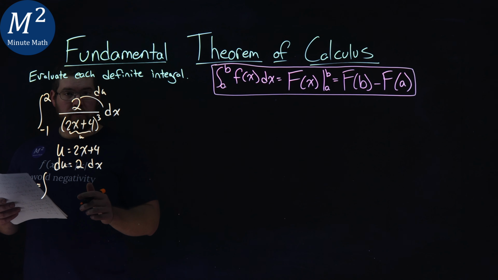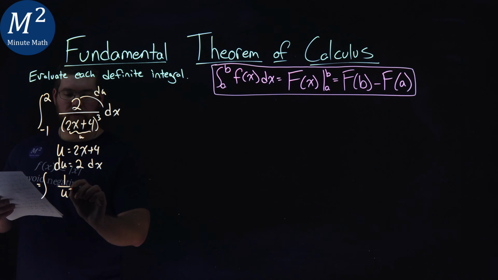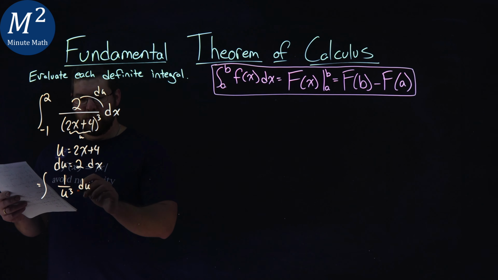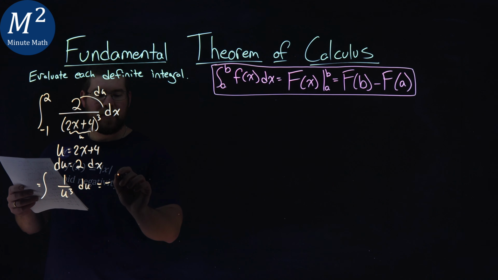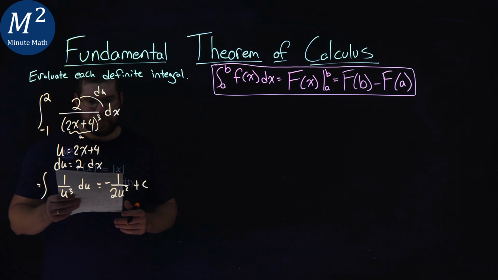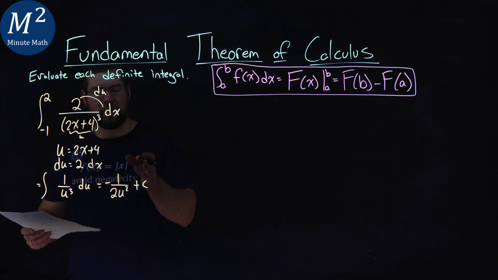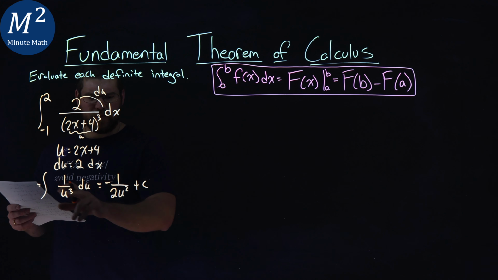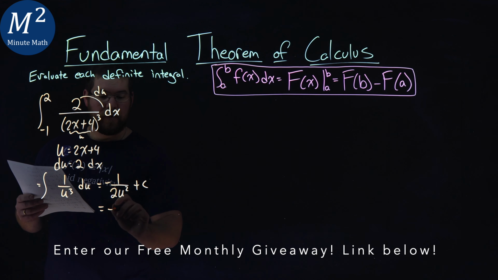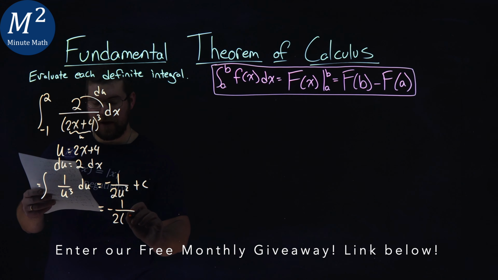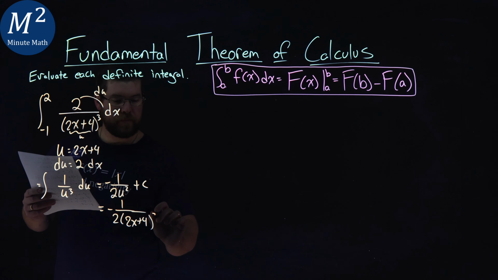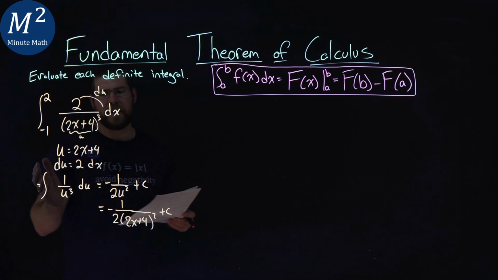So this in terms of u is just going to be 1 over u to the third power du. Well, the integral of 1 over u to the third du is negative 1 over 2u squared plus c. Since it's an indefinite integral, we have plus c, but we'll ignore that in a minute. Now we want it in terms of x, so we're going to bring x back in. We have negative 1 over 2 times (2x plus 4) squared plus c. So that's our indefinite integral.